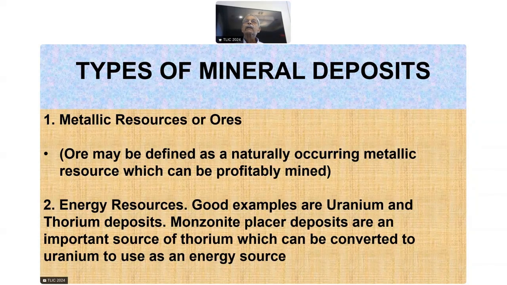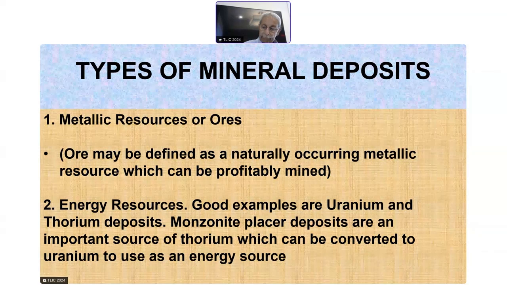And then we come to energy resources. The ore deposits are classified as metallic resources and energy resources. A good example of energy resources is uranium and thorium. Monazite placer deposits are an important source of thorium, which can be converted to uranium for use as an energy source. So those are the two classifications.